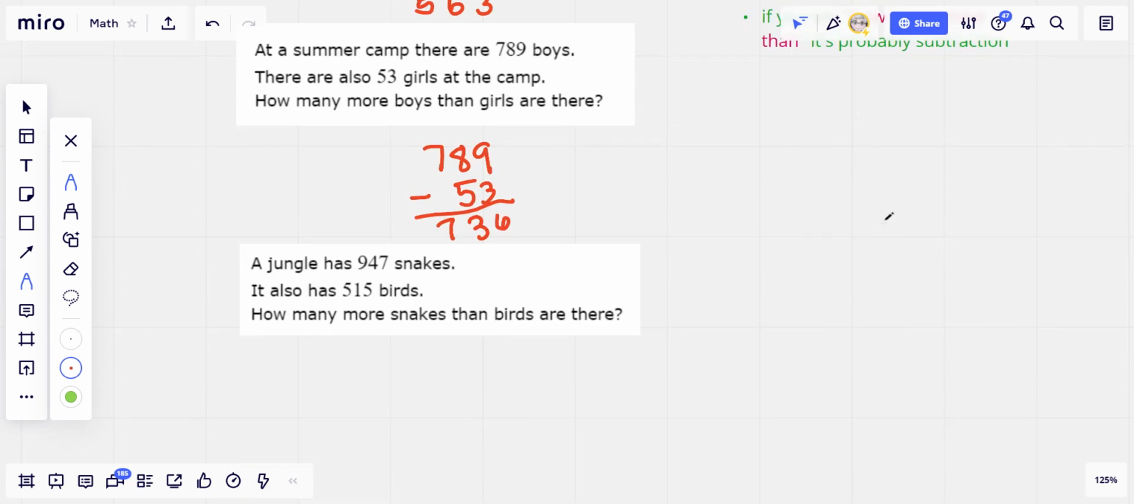All right, so let's look at this last one and see if we can figure out, is this addition or is this subtraction? It says, a jungle has 947 snakes. It also has 515 birds. How many more snakes than birds are there? So what would you do there? Would you add or subtract?